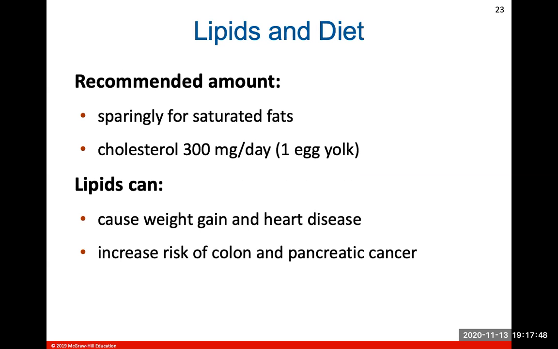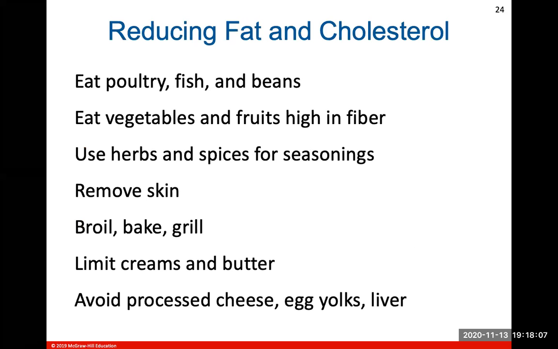The recommended amount of lipids in your diet is very sparing for saturated fats, and cholesterol about 300 milligrams per day, which is about equivalent to 1 egg yolk. Lipids can cause weight gain and heart disease, and also increase the risk of colon and pancreatic cancer.